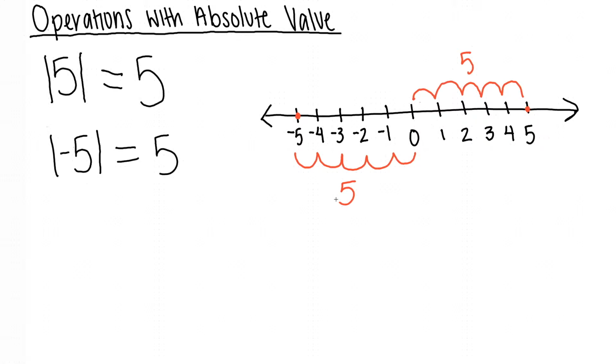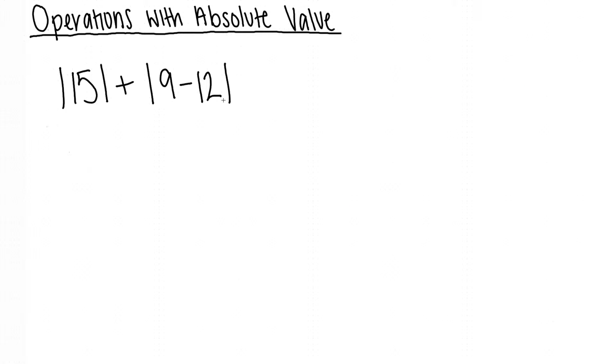With this information about absolute values, we can complete operations with absolute values. Let's take a look at this problem. We read this as the absolute value of 15 plus the absolute value of 9 minus 12. How do I know where to start? When addressing order of operations to determine what to do first, absolute value signs are treated like parentheses. According to order of operations, the expression inside the absolute value must be addressed first. If you need a refresher about order of operations, please review the Order of Operations with Integers lecture video.